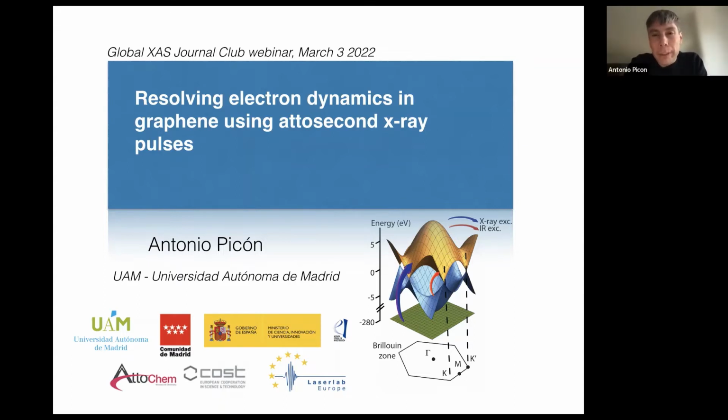So today what we are going to talk about is some calculations that we have done recently in graphene. These are simulations of a transient absorption type of experiment that we could do, but with attosecond pulses. Before really starting with the main part of the talk, let me introduce a couple of slides just to talk about why attosecond science is so special.